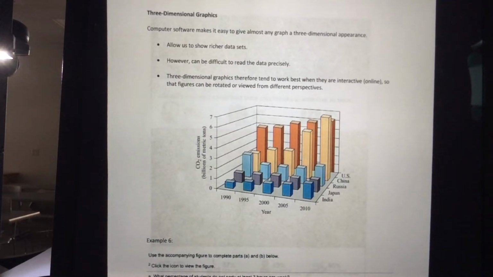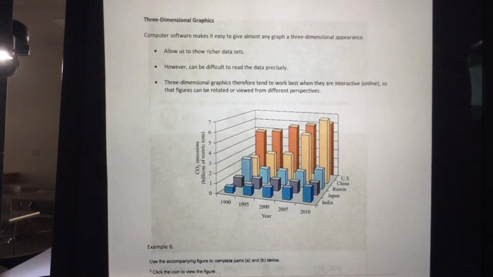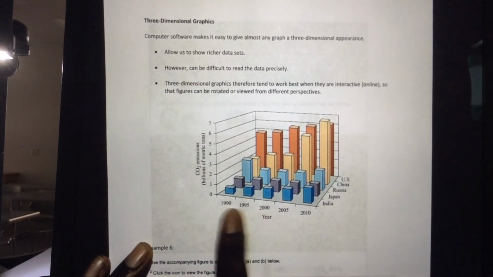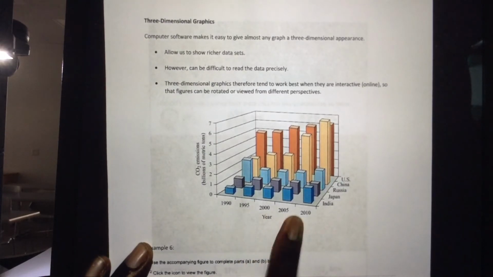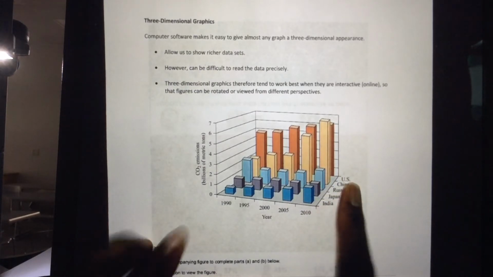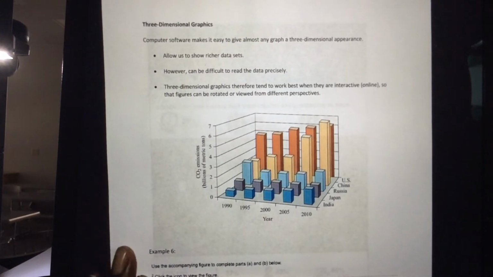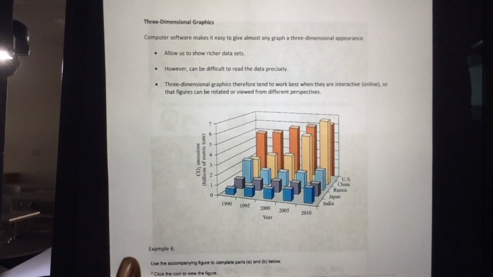viewed from different perspectives. And here is what a 3D or three-dimensional graph will look like. You can see you got your horizontal axis here for the year. Here you got the country, and then vertically the CO2 emissions.